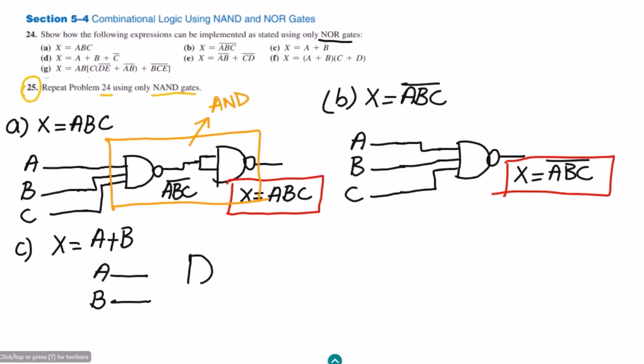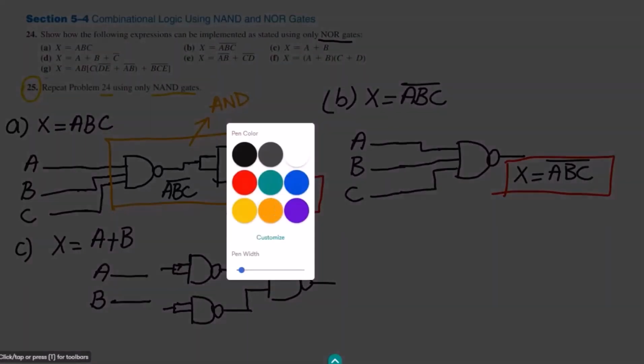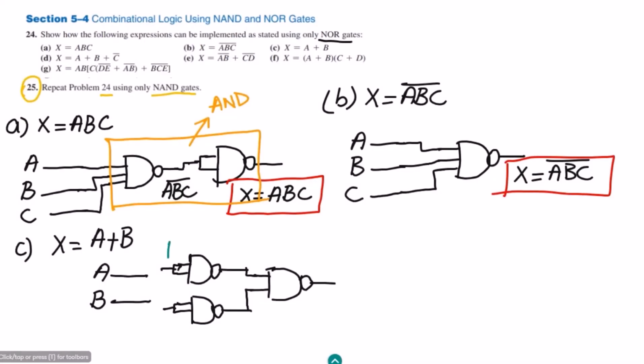Let me first draw two NAND gates. This is a NAND gate, this is a second NAND gate. The outputs of them are given to another NAND gate. Here this is the NAND gate with two inputs, and these are given here as well. This is for the two inputs.